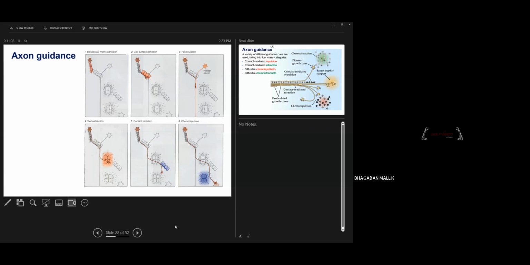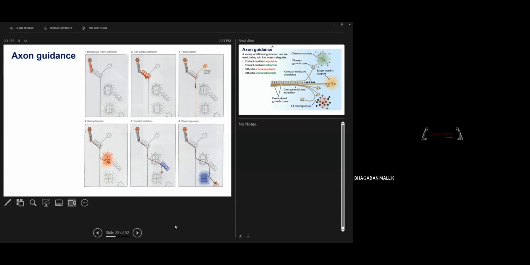Then after fasciculation, depending upon the signal, if it is a chemoattractant or chemorepellent, they send their axon accordingly. If it is a positive signal, it grows in that direction. So the first step is extracellular matrix adhesion, then cell adhesion, then fasciculation or forming the bundle, then chemoattraction or chemorepulsion, depending upon the signal. So here is a chemoattraction signal. It can go to this region because there are signaling molecules which can attract, which can help in the growth of the axon terminal. So this is chemoattraction, or it can repel this signal and bind to another cell. This is called chemorepulsion. So depending upon the signal, it goes in that direction.